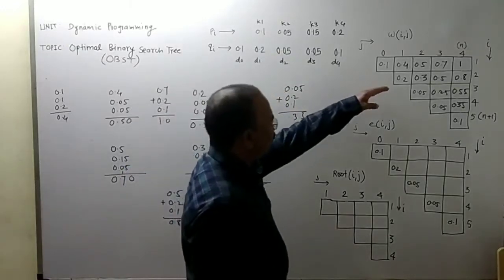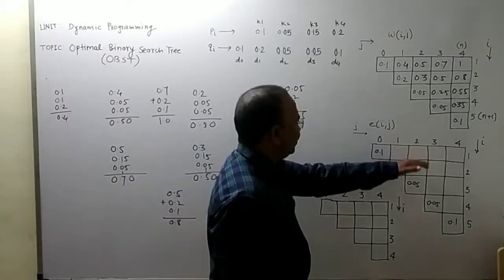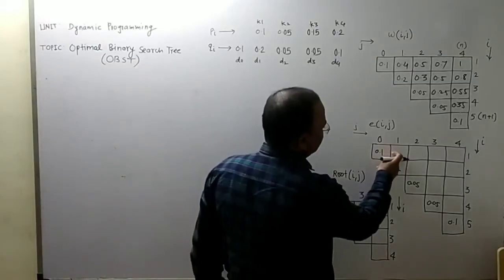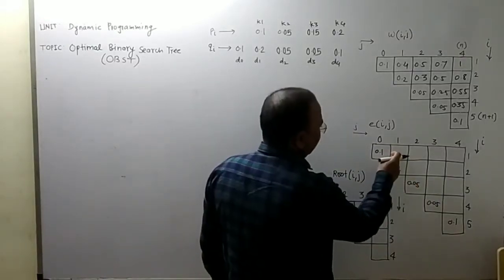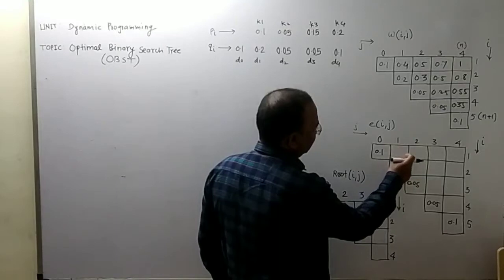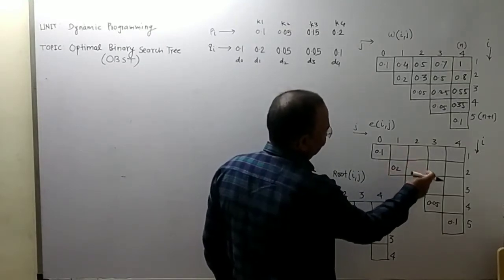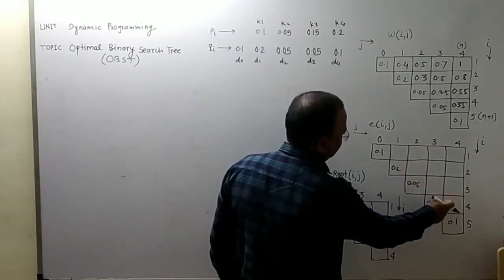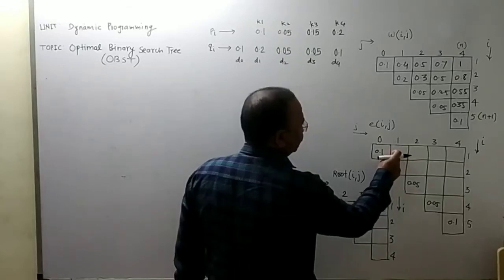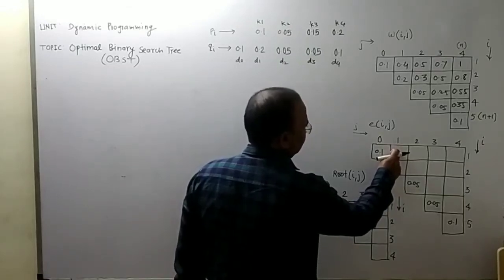Taking the reference of the W table, try to get the E table. We have to fill up the E table diagonal wise. First find out the value for this cell, then for this cell, then this cell. Now first we'll try to get the value for this cell.